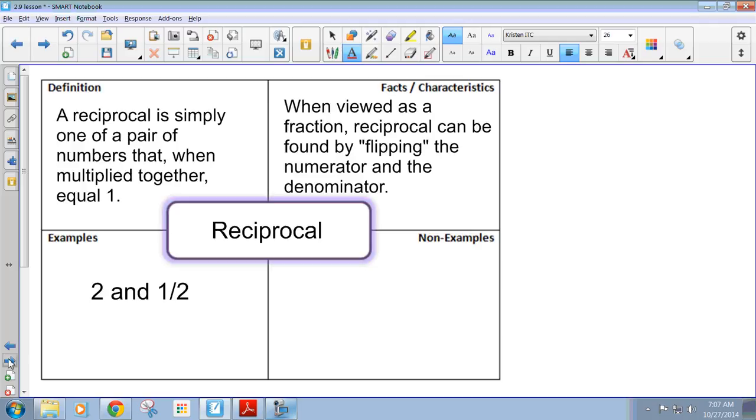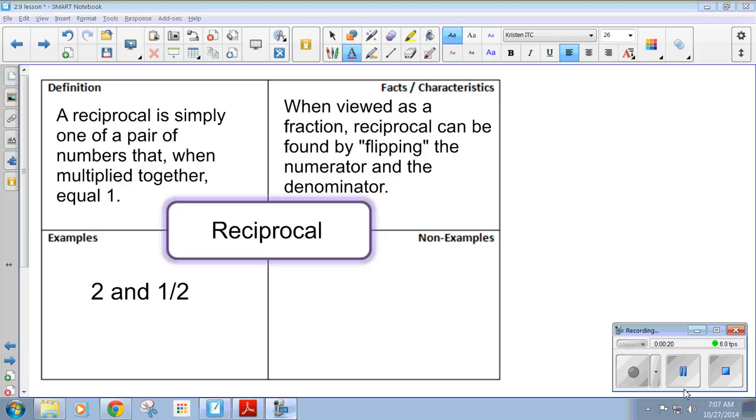This morning we're going to define reciprocal. Please pause the video and copy down this information.